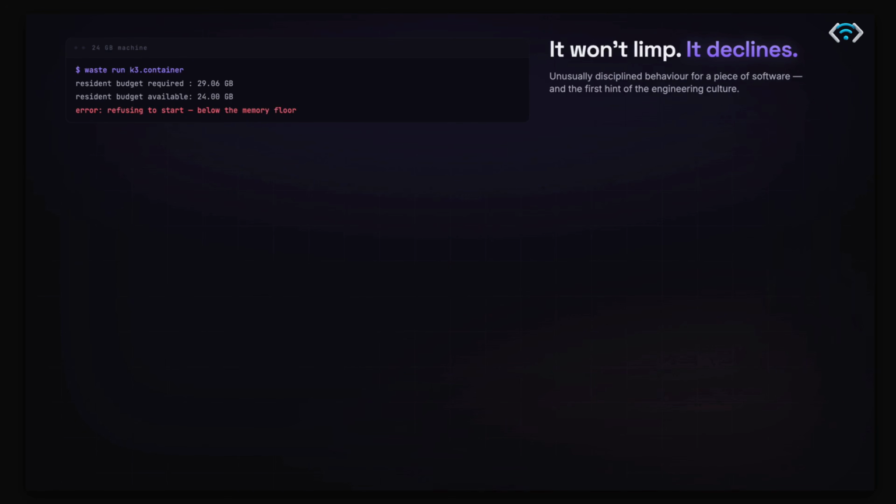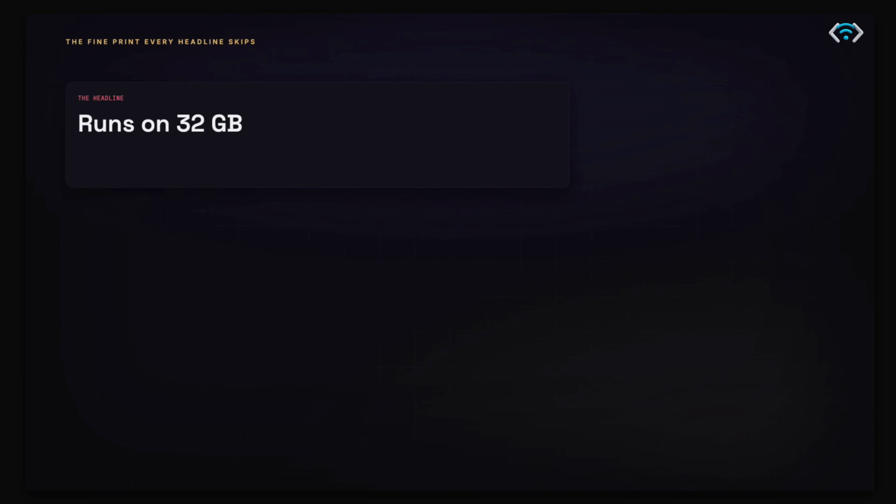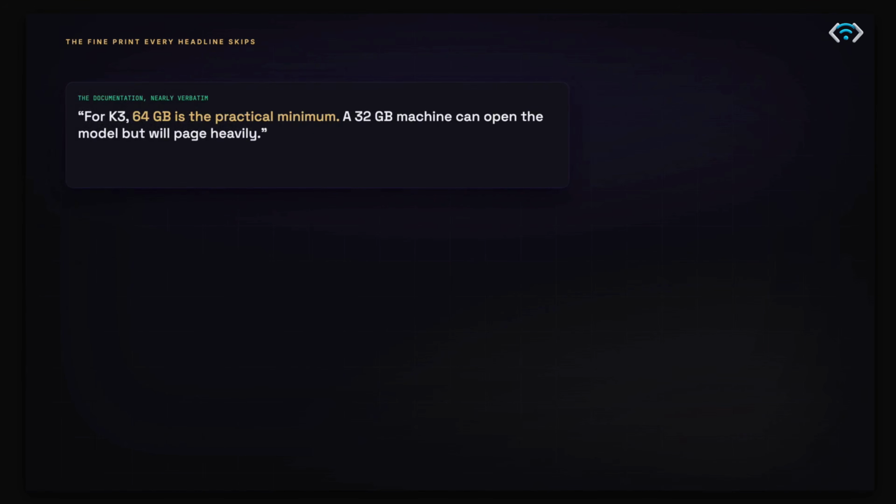Now the fine print, and I'm going to read it to you nearly verbatim, because it corrects every headline about this project, including mine. Their documentation says, for K3, 64 gigabytes is the practical minimum. A 32 gigabyte machine can open the model, but will page heavily.